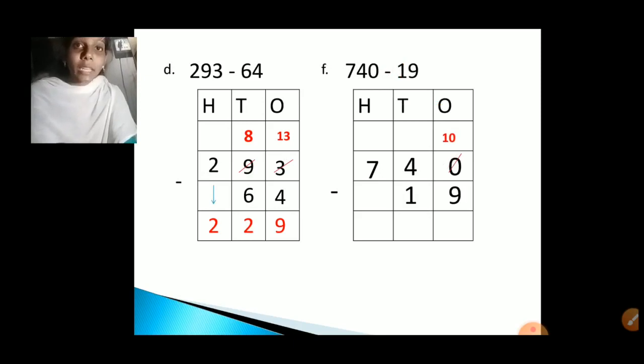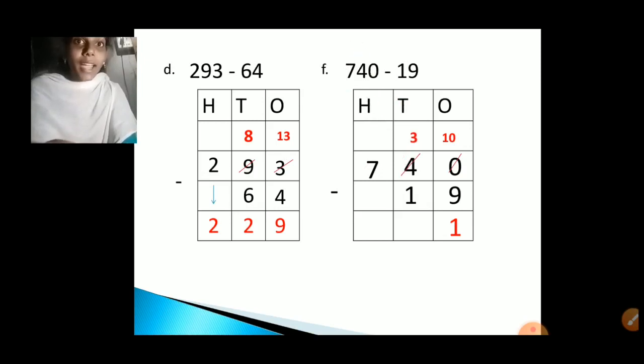Now tell me, 10 minus 9 equals to how many? Yes, 10 minus 9 equals to 1. So 1 we will write under the 1's place. Very good. Now we took 10 from the tens column, right? So we will cut 4 and instead of 4 what we will write? 3, because 4 minus 1 equals to 3.